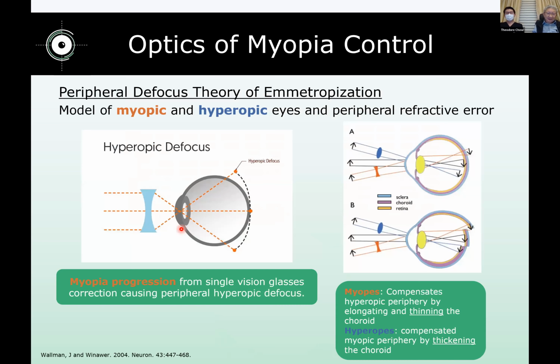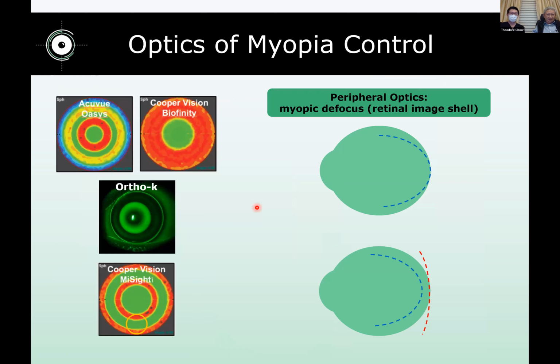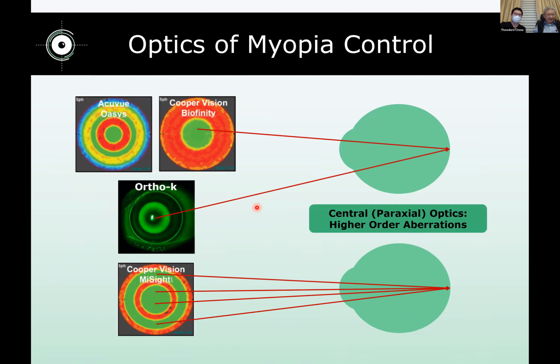Okay, just a little bit about the optics of myopia control. We don't want the hyperopic defocus that's created by single vision lenses. That's bad. We want that peripheral myopic shell. Peripheral optics creates this peripheral myopic shell in our different lens designs. Then you have higher order aberrations from the central paraxial rays, creating that simultaneous image in our presbyopic aspheric designs. In the same way, we create positive spherical aberration for our ortho-K designs for myopia control.